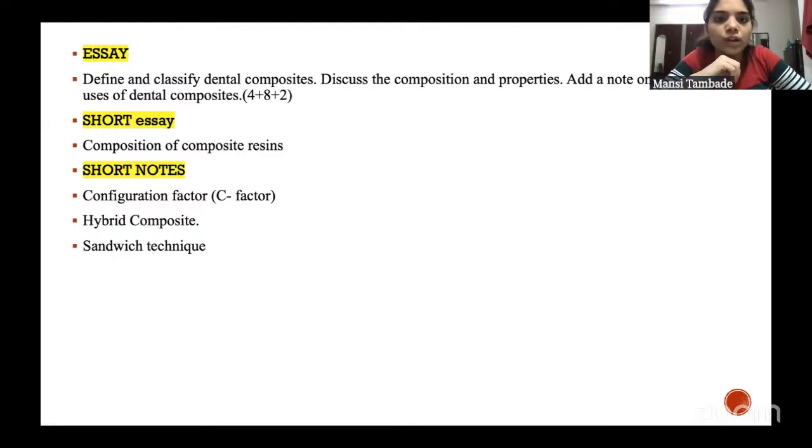Then composition of composite resins; specifically, you need to write about the composite resin composition. Short notes: configuration factors, and hybrid composite sandwich technique. I have included more questions at the end, after bonding, because both our topics are very related and you will definitely see interrelated questions also. So definitely stay tuned.